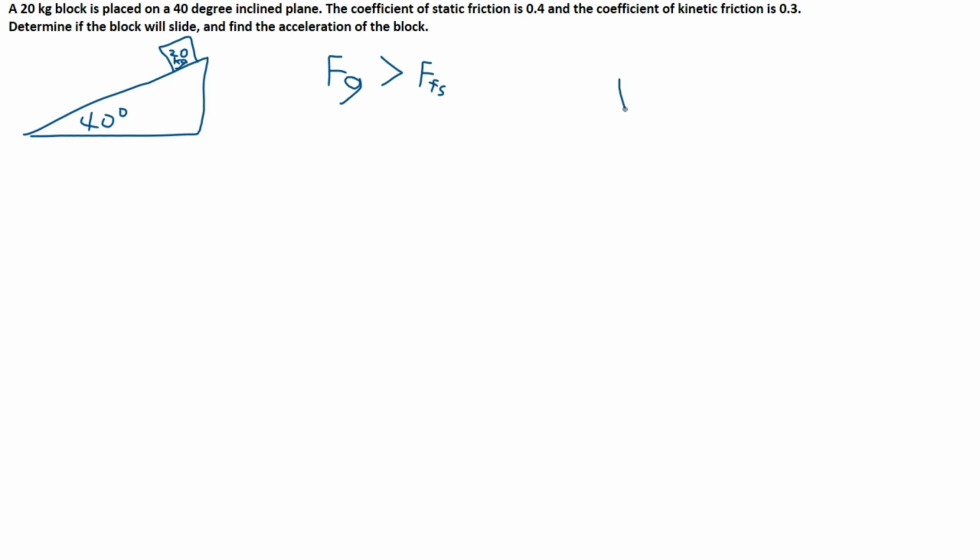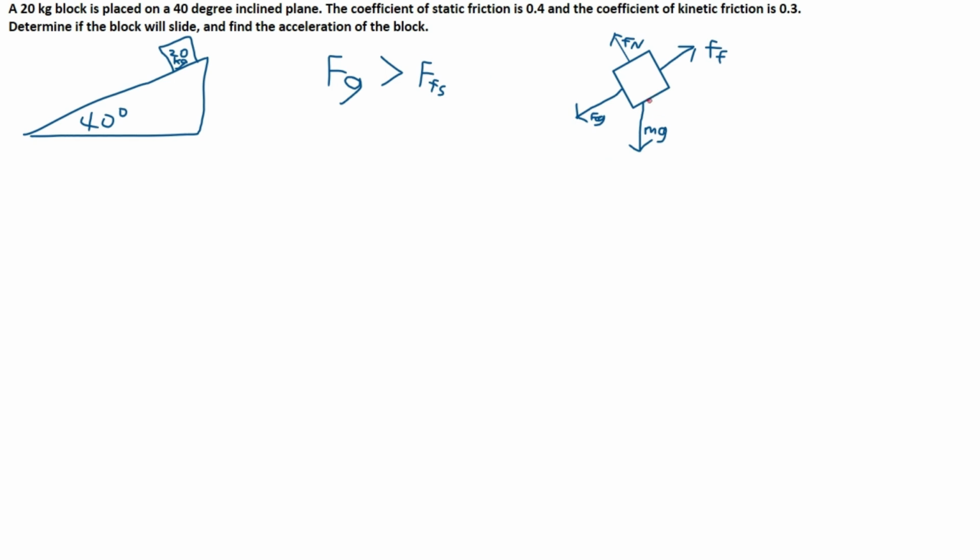Let's start by drawing a free body diagram. So here's the block. Now, the normal force will be pointing opposite to the surface. The force of gravity will be trying to pull it down the slope. And the force of friction is acting opposite to the force of gravity. Now, we also know that the y component of the force of gravity is equal to the mass times gravity pulling straight down.